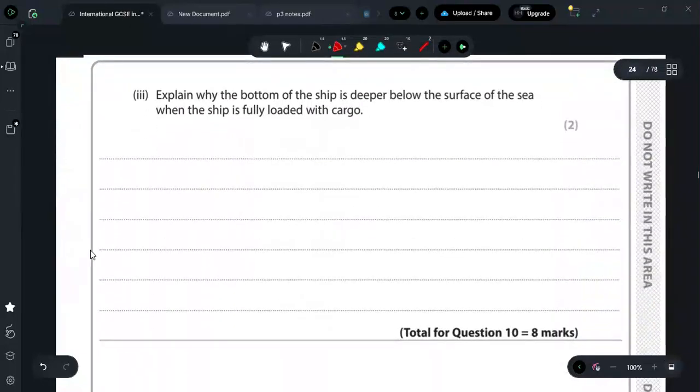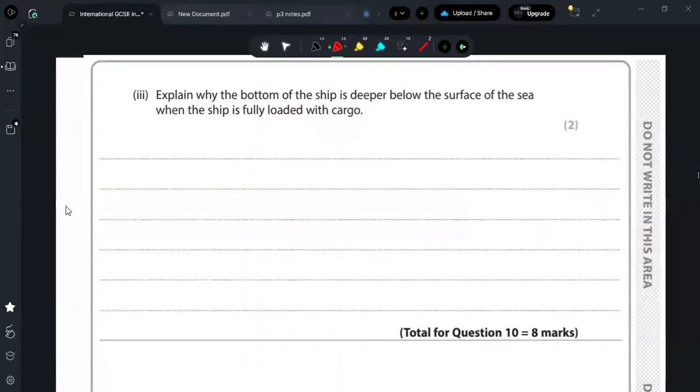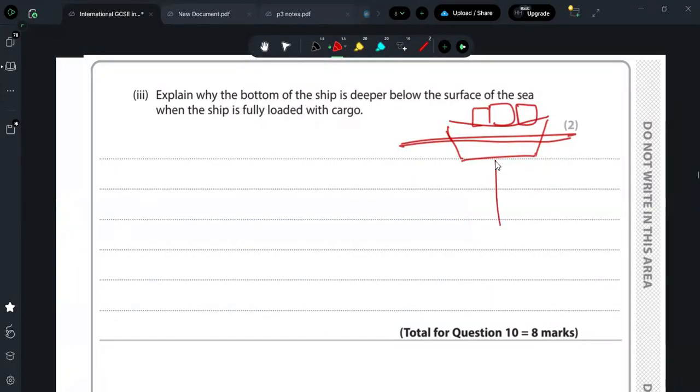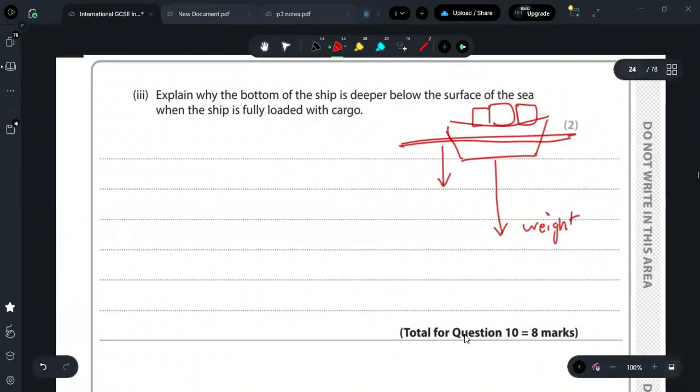Number 3, explain why the bottom of the ship is deeper below the surface of the sea when the ship is fully loaded with cargo. Now imagine, this is my water surface, and my ship is submerged this much. If I put new things on it, of course the weight is increasing, right? Downward force is increasing. If the downward force increases, it is going to go deeper down, right? It will go a little lower. So this is what we have to explain: why the bottom of the ship is now deeper below the surface, because the weight is increasing.